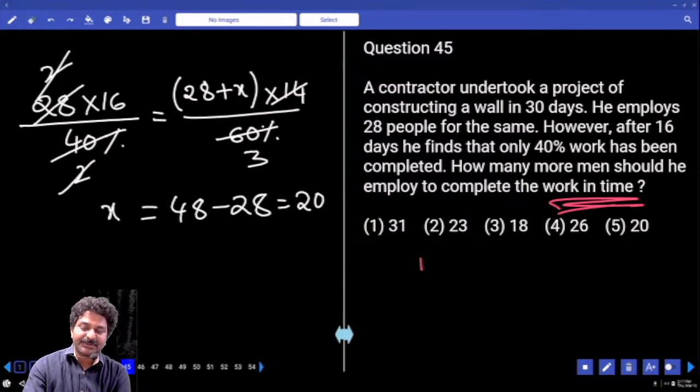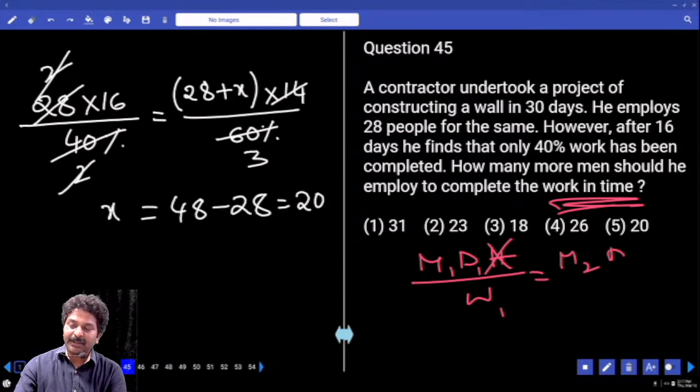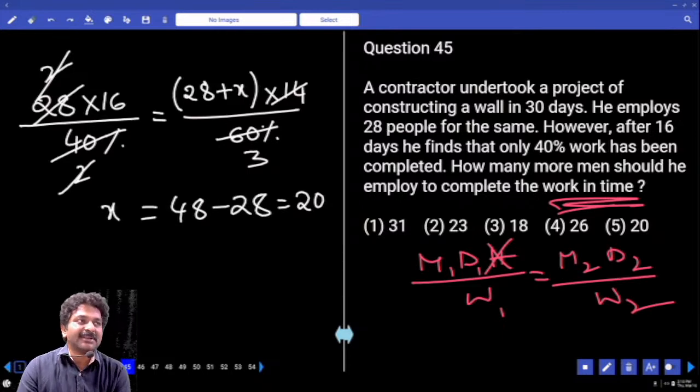We are just using the M, D, H by W form. Out of this, hours is not mentioned, so we will not consider it. So M1 D1 by W1 is equal to M2 D2 by W2. If hours are also mentioned, we will need to consider hours also, but that comes in the numerator.